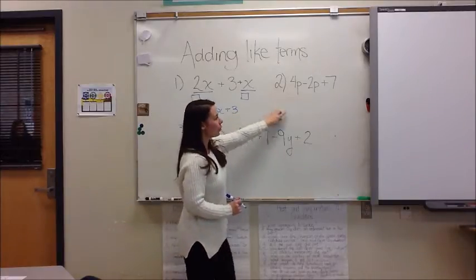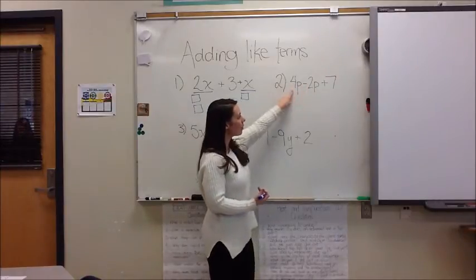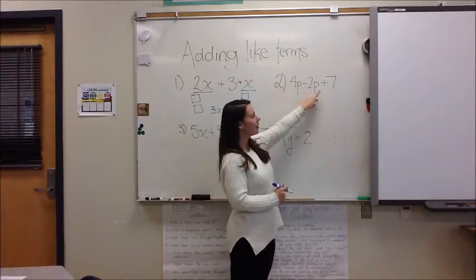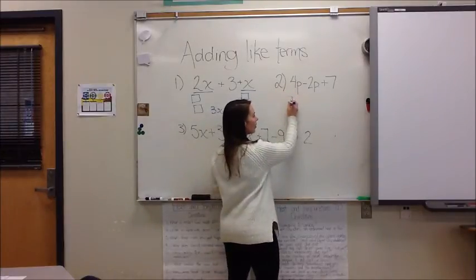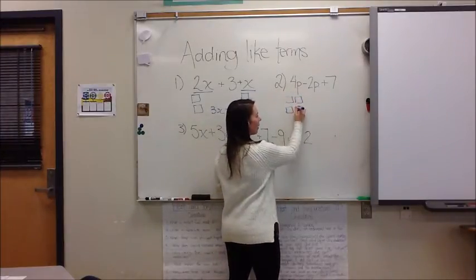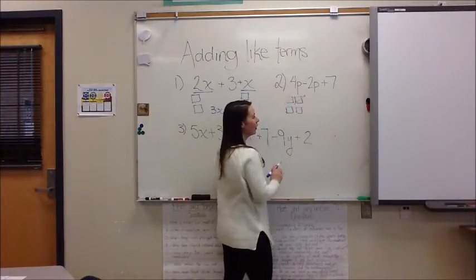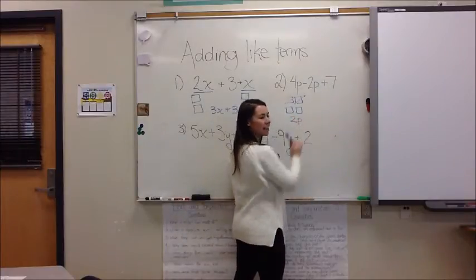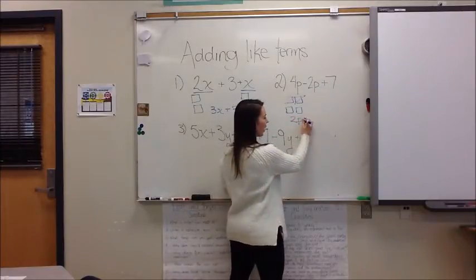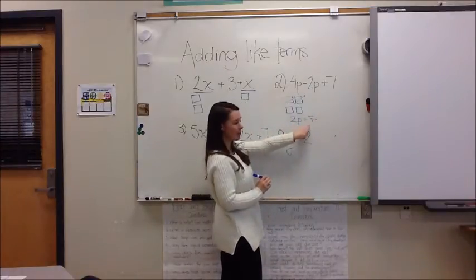For number 2, we have a negative sign, or subtraction. So we're going 4p, take away 2p, plus 7. So we have 4 p's here. If we make our tiles, we have 4 of them. We're going to take away 2 p's. What we're left with is 2p. This one does not have a variable, so we're going to add 7. So our equation is 2p plus 7.